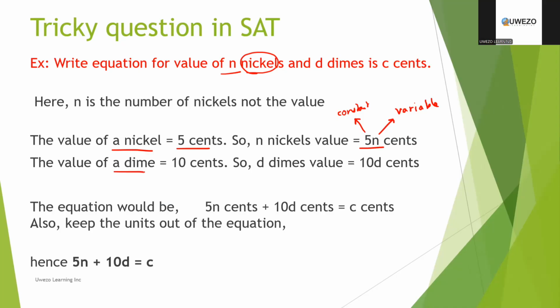Similarly, a dime is 10 cents. So D number of dimes would be 10D cents. Again, 10 is the constant, the value of each dime, and D is the number of dimes, which would be our variable. And the total of 5N and 10D would be C cents. Hence, the equation is 5N plus 10D equals C. All are in cents.